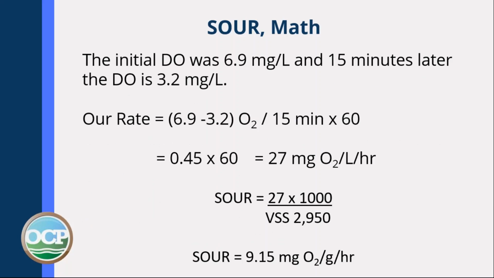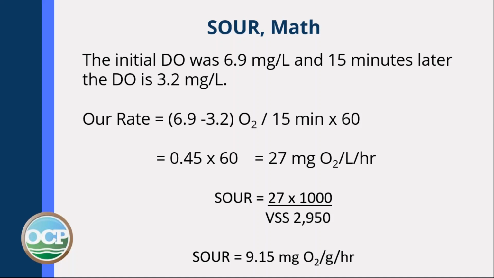Your initial DO was 6.9. 15 minutes later, the DO was 3.2. So 6.9 minus 3.2 would give you 3.7. Divided by 15 minutes means your O2 dropped 0.45 milligrams per liter per minute. Multiply that by 60, that gives you 27 milligrams of oxygen per liter per hour. That is your oxygen uptake rate.